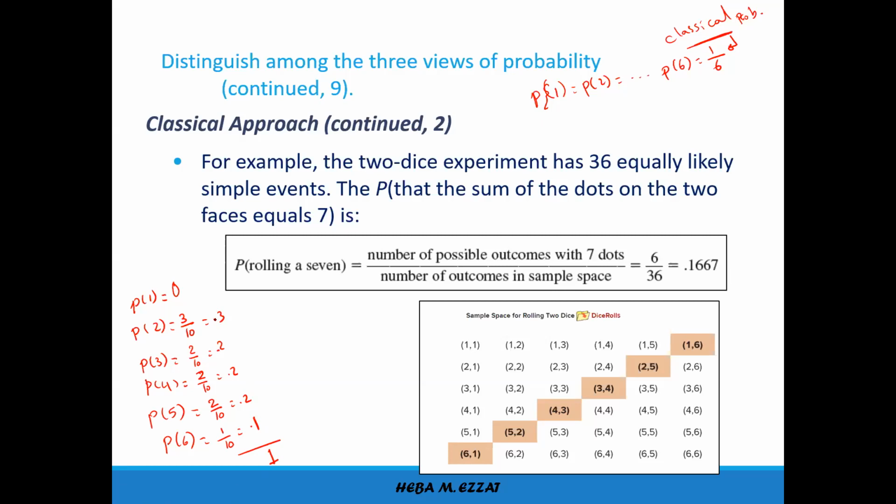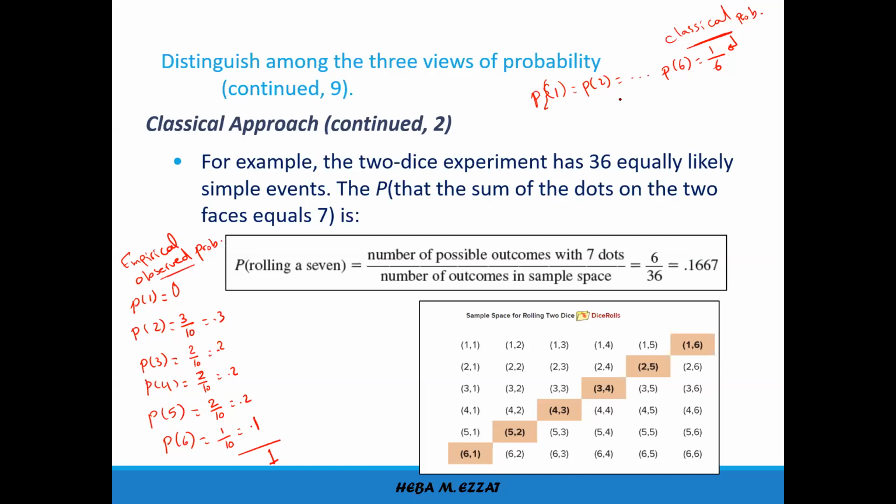3.5. 0.3 plus 0.2 it's 0.5, plus 0.2 it's 0.7, plus 0.2 it's 0.9, and plus 0.1 it's 1. Okay, so according to this, it is called the empirical or observed probability, because we observe it during our random experiment.